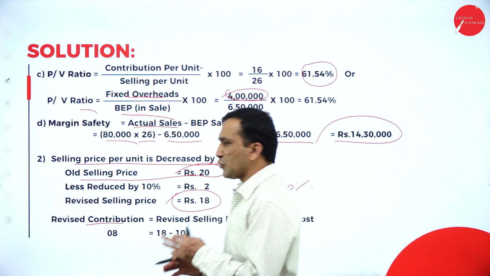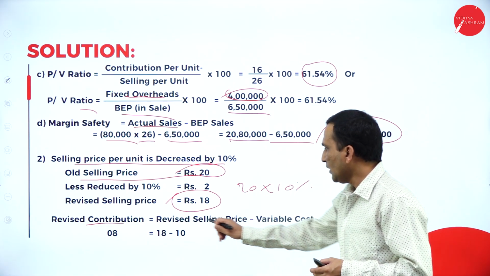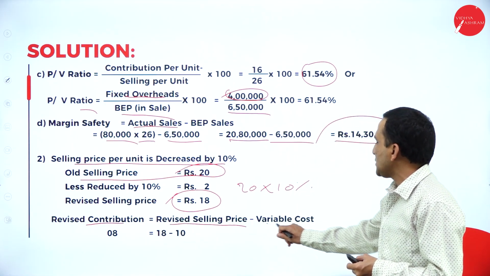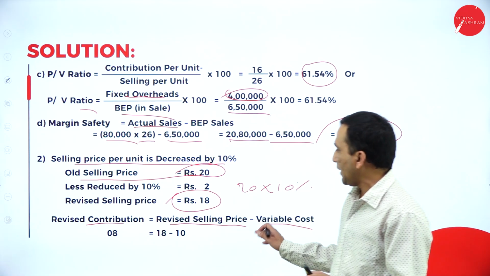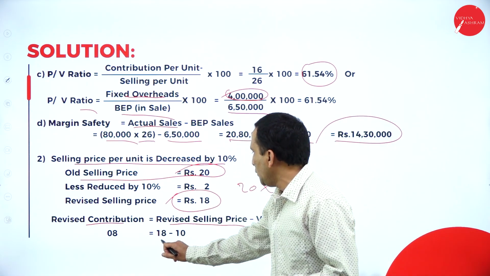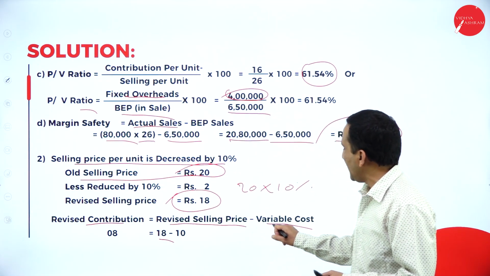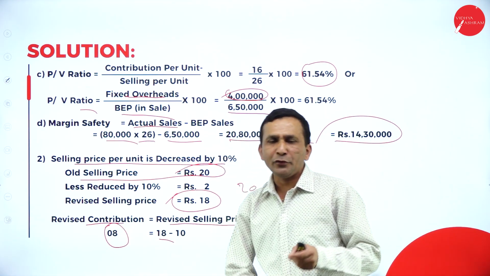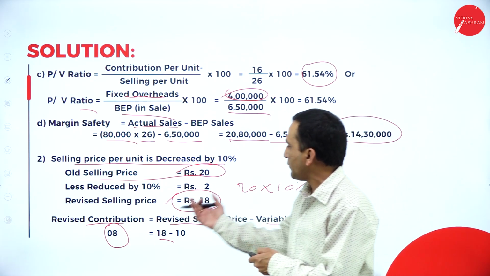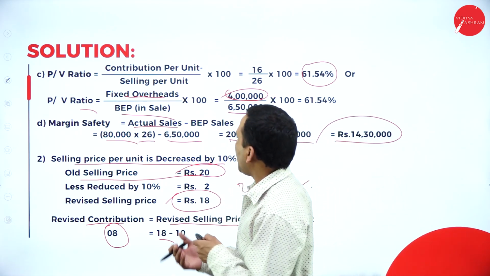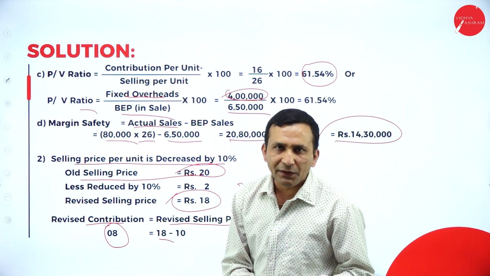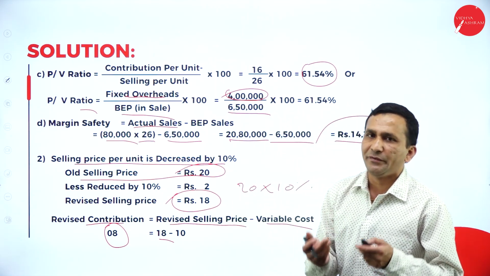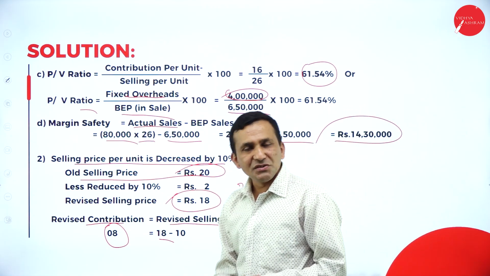So revised contribution, the formula is the same. Revised selling price minus variable cost. Variable cost is not changing. So new selling price 18, 18 minus variable cost which is 10. So now contribution we are getting 8. Okay. So after getting all the information, we are going to calculate break-even units, break-even sales, PV ratio, and margin of safety.